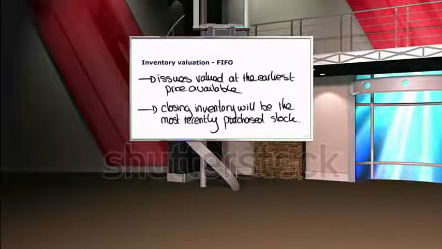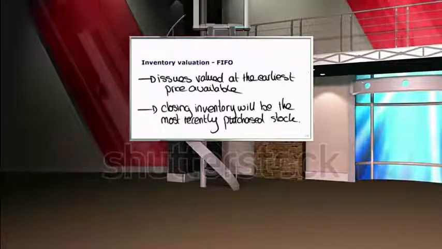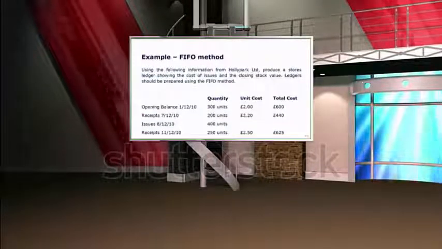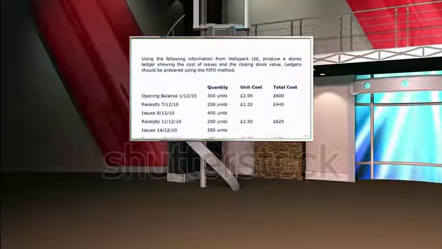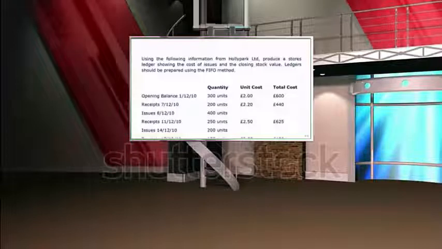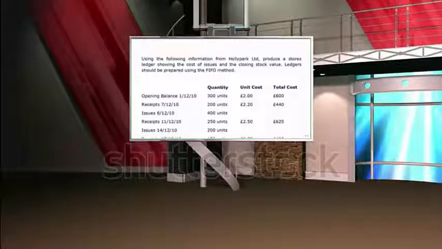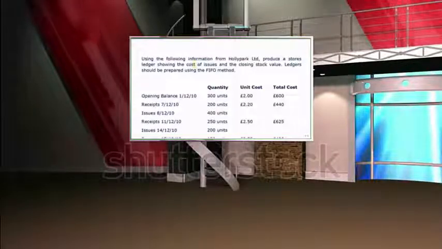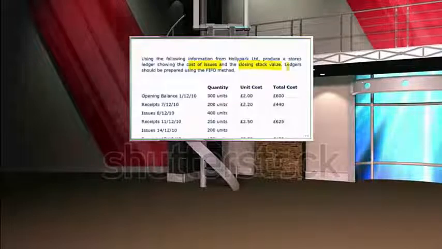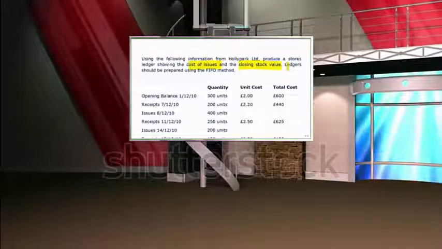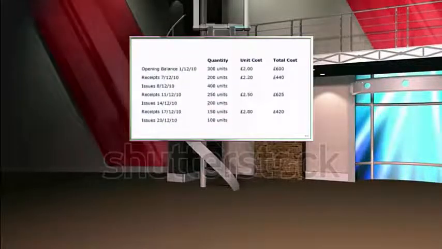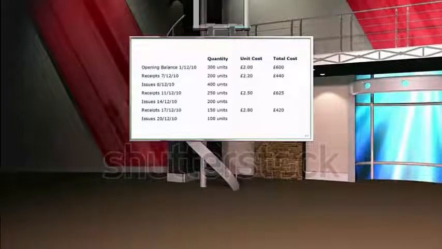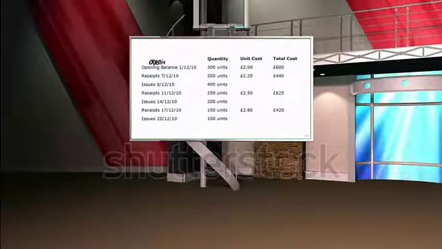Now, let's have a look at an example of applying this method to our inventory valuation. So we are told, using the following information from Holly Park Limited, produce a stores ledger showing the cost of issues and the closing stock value. Ledgers should be prepared using the FIFO method. Okay, so we have a number of bits and pieces of information for the period. So we have our opening balance. This is our opening inventory.